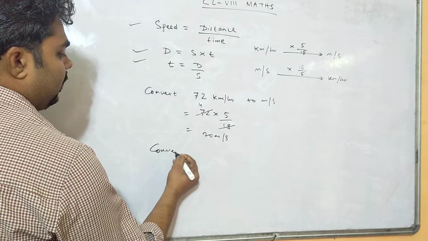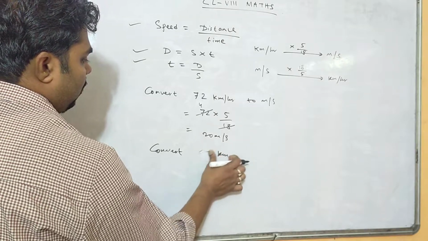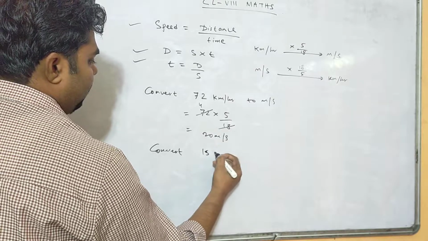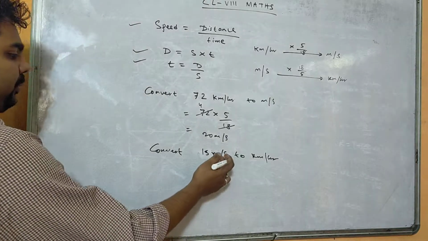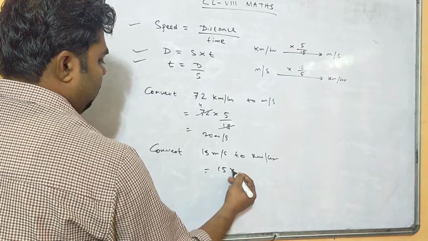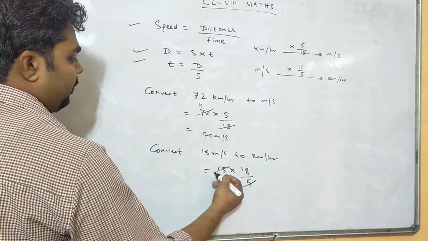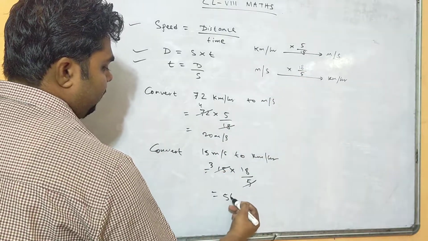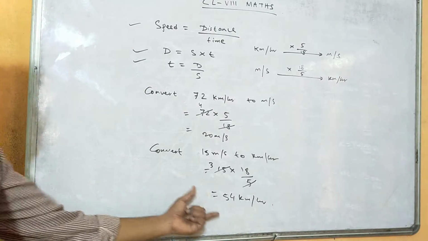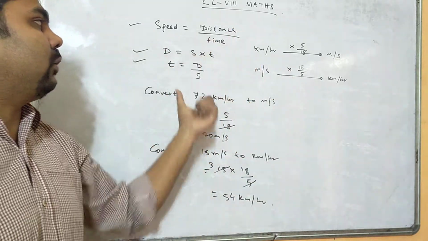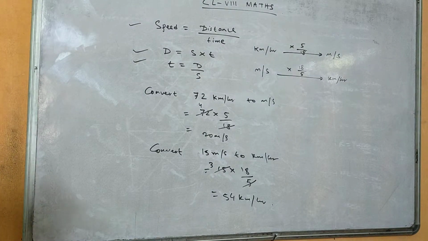Similarly, convert 15 meter per second to kilometer per hour. If you have to convert from meter per second to kilometer per hour, you need to multiply by 18 by 5. So 5 3s are 15, 3 18s are 54, that is 54 kilometer per hour. So these conversions and these formulas we have to use in this exercise. We will see the questions from this exercise one by one.